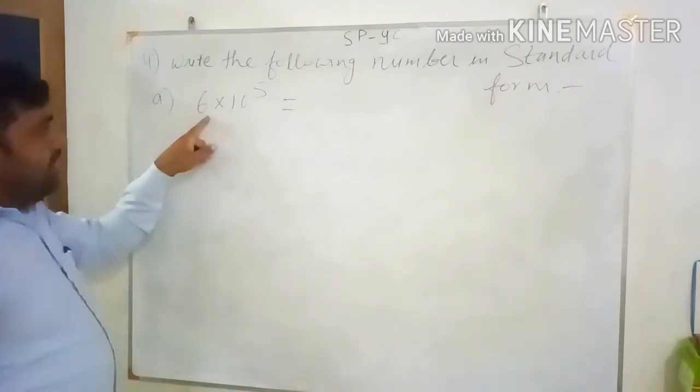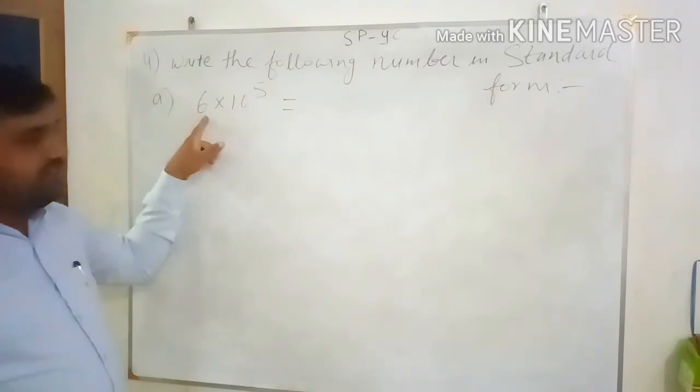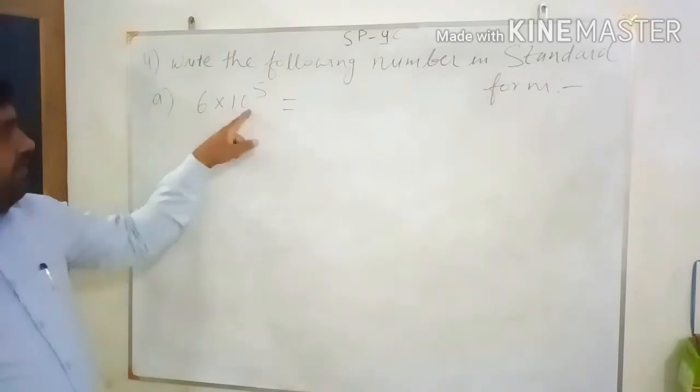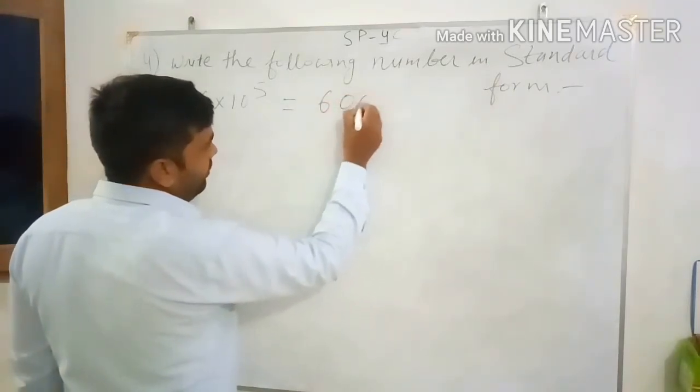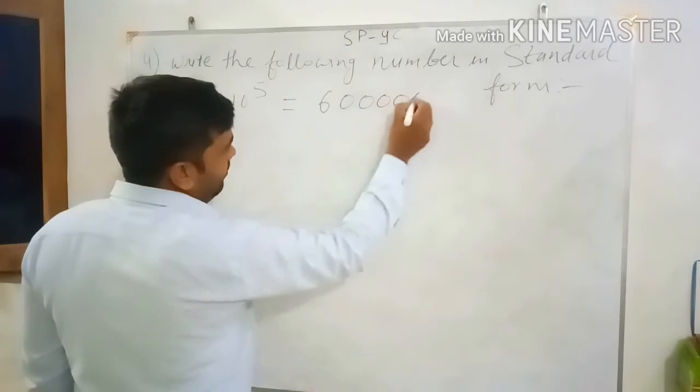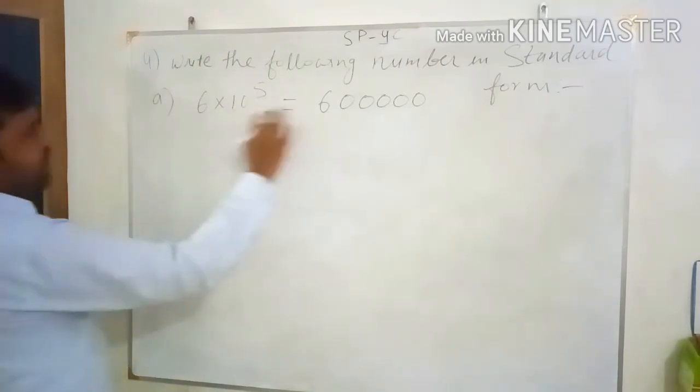10 to the power 5 means add 5 zeros after 6. So just after 6 you write 5 zeros: 1, 2, 3, 4, 5. That is the standard form. 10 to the power 5 means we are multiplying, so add 5 zeros after 6.